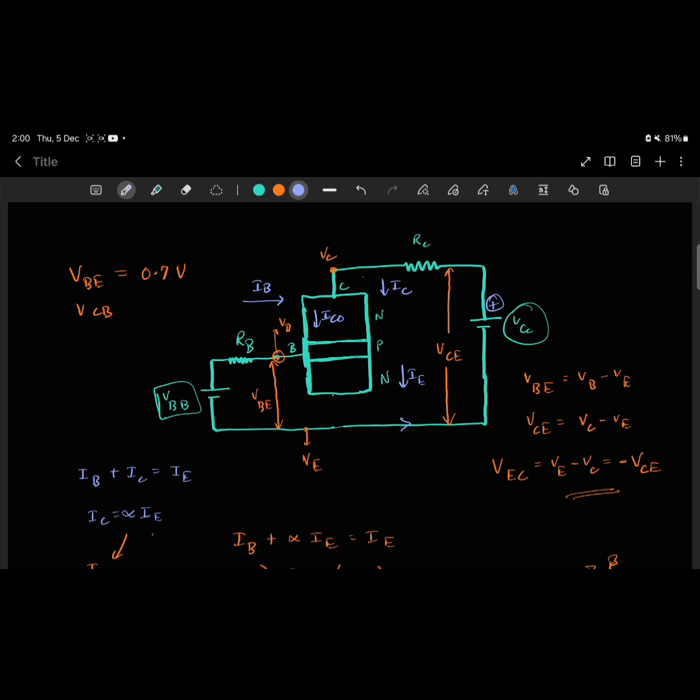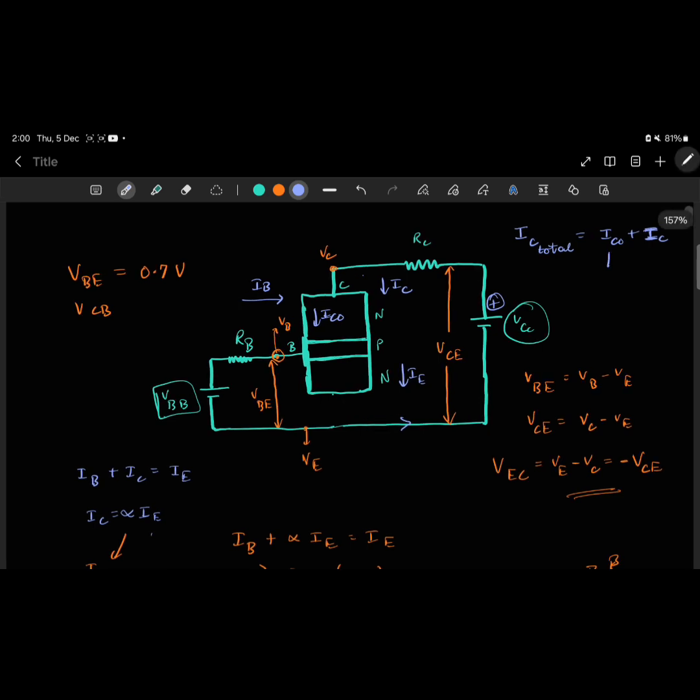So the total collector current, that is IC total, is equal to ICO plus IC. IC being the collector current which we talked about earlier, and ICO being the current when the emitter is not biased at all. Typically, this ICO is in the range of microamperes and IC in the range of milliamperes. So in certain cases we can just neglect the ICO completely.